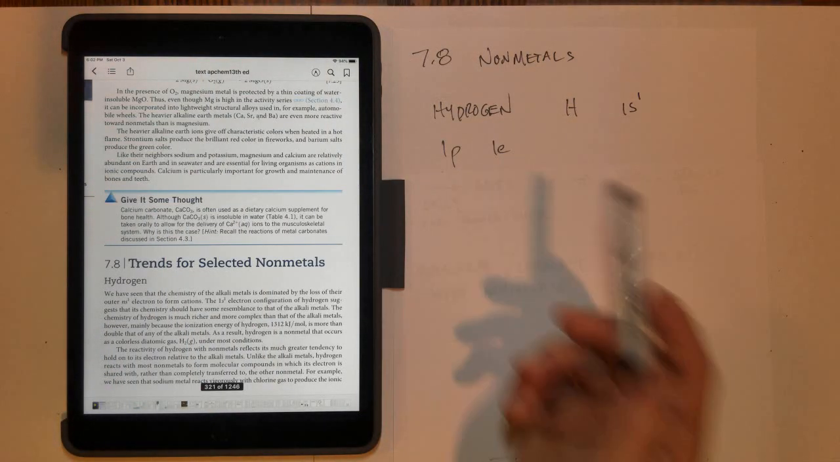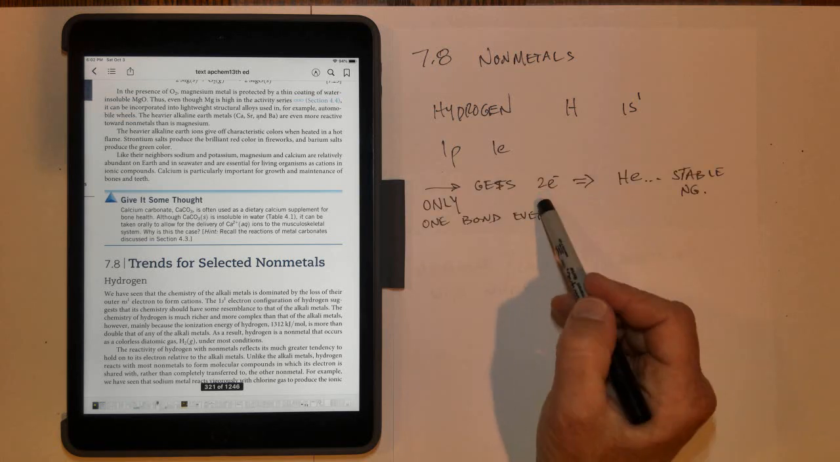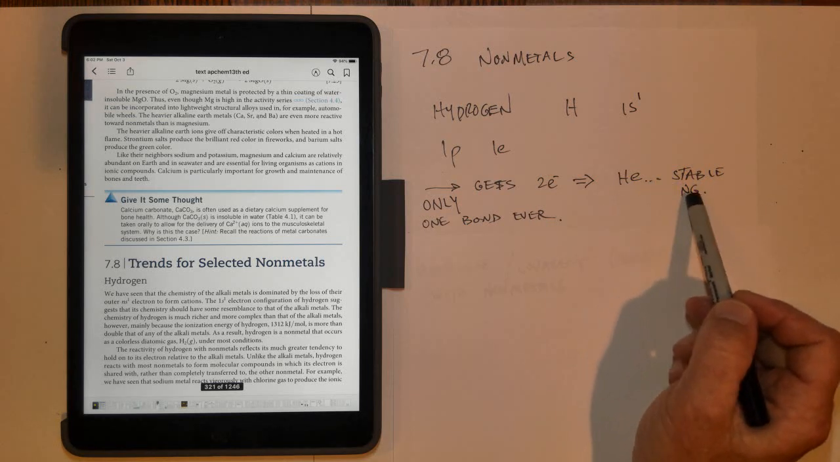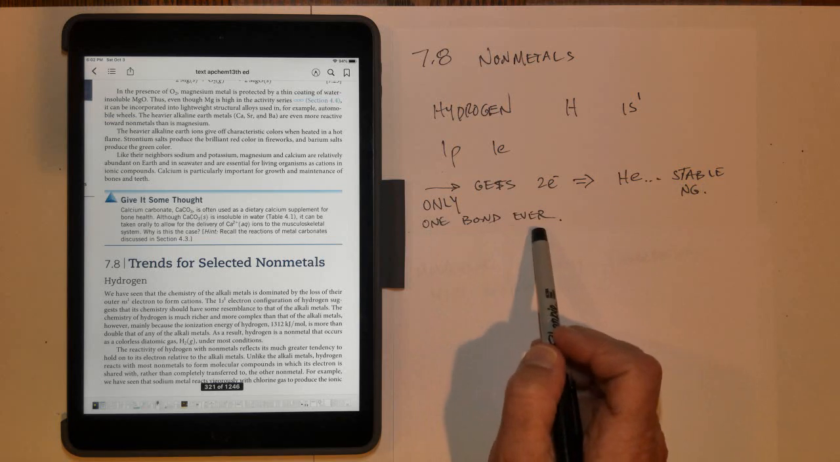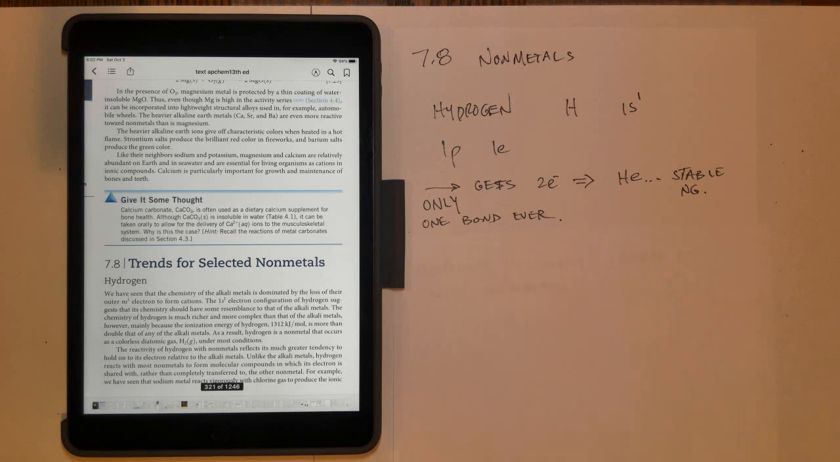Hydrogen, with 1 proton and 1 electron, to become stable, wants to have 2 electrons. And so it forms stability with only 2 electrons. That's why it only forms 1 bond ever, because hydrogen forming 1 bond that shares another electron with something will have 2 electrons, and therefore it will have achieved a stable noble gas configuration.